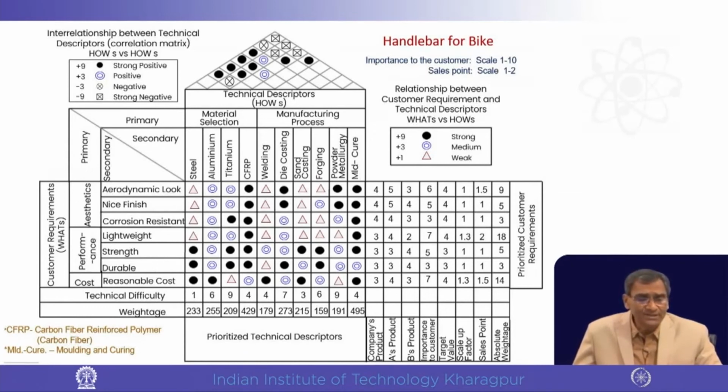Similarly, if we take, for example, the strength, it is 3, 3 and 4. The present is 3, another company is 3, the other company is 4, but suppose it is decided that the company will continue with 3. So, it is 3.